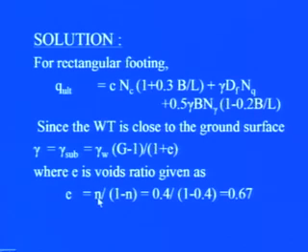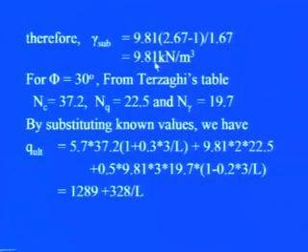So, when we substitute the value of porosity, which is 40%, 0.4 divided by 1 minus 0.4, it gives the void ratio of the stratum as 0.67. Now, when we substitute this 0.67 in the gamma submerged equation, we find that gamma submerged comes out to be 9.81 kilonewton per meter cube. Now, for phi equal to 30 degrees, from Terzaghi's table we can find out Nc, Nq and N gamma, and these values are 37.2, 22.5 and 19.7 respectively. By substituting all these known values, we can find a relationship for ultimate bearing capacity which has one unknown, and that unknown is the length of the foundation.